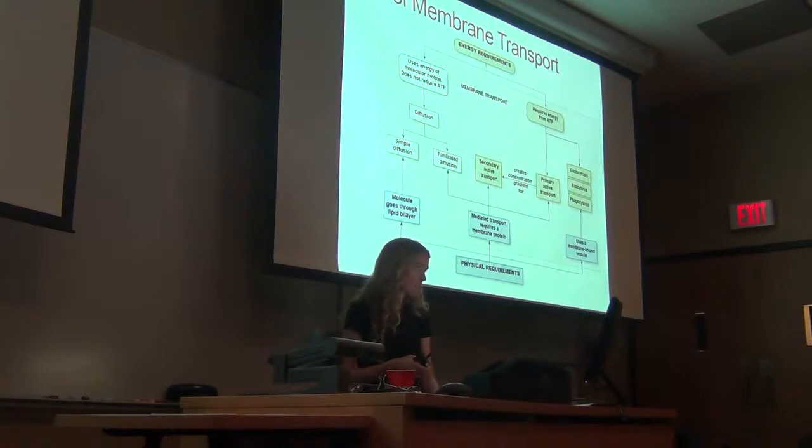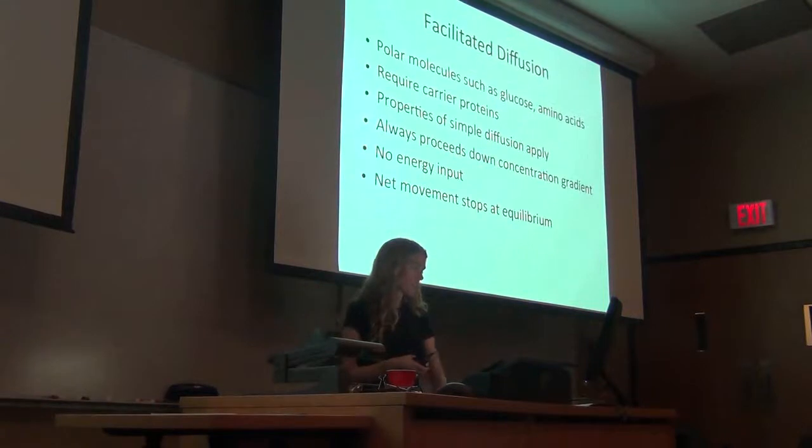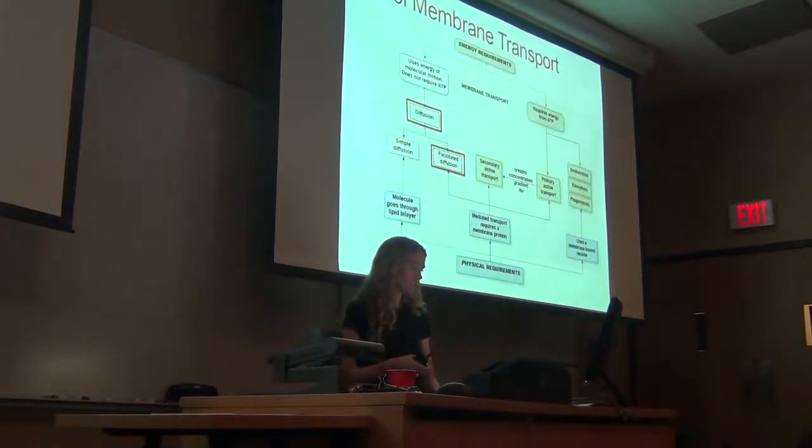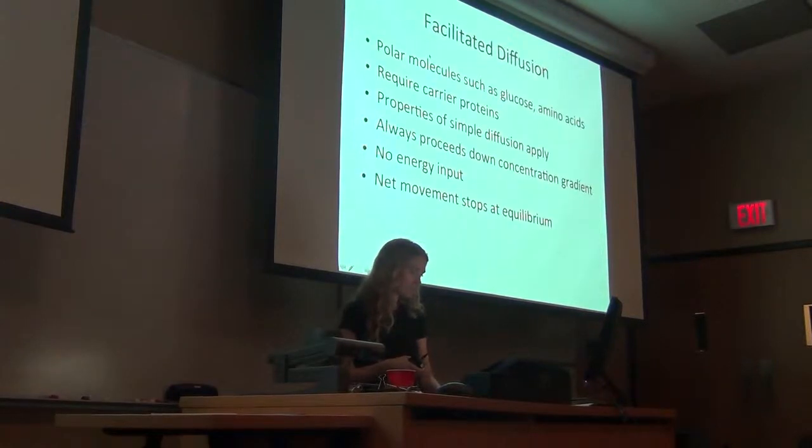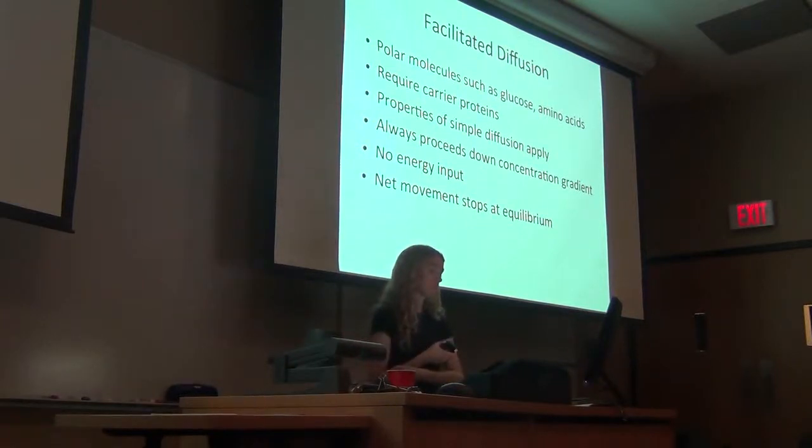let's go back to our schematic map, and we were just talking about simple diffusion. Let's talk about facilitated diffusion. Okay, so facilitated diffusion is, remember, still in the arena of processes that do not require the input of energy. So it's a passive process, and it applies to solute molecules that are polar, like glucose, amino acids, or some of these. So what happens?